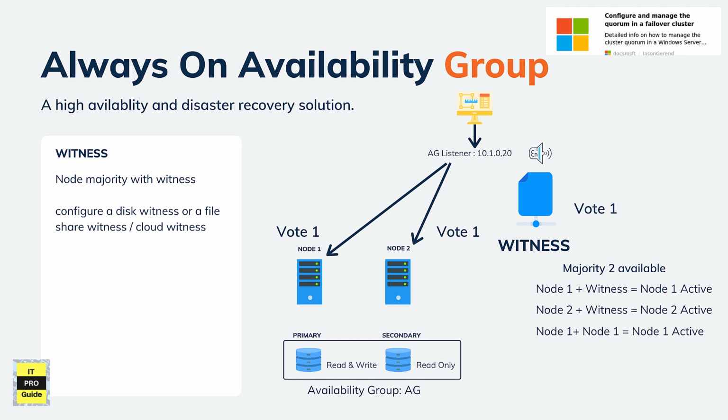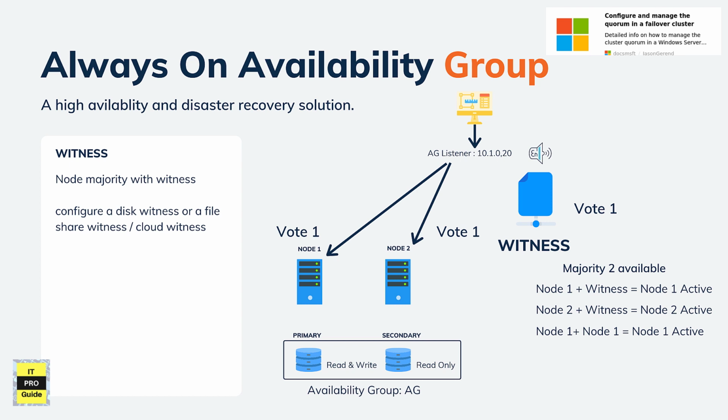And when node 2 failed, in this case also node 1 plus the witness is alive, so node 1 will continue active and the cluster services are up. But when you have a failure of the witness plus node 1, then the majority fails and the availability is only on node 2. In this case, you have to manually start it up.